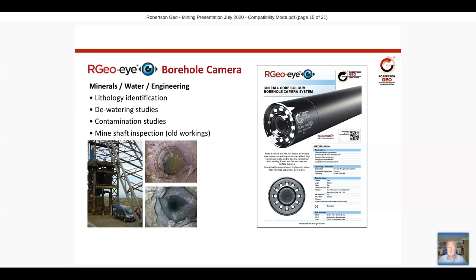So the camera with 3,000 meter capability is a very good way of inspecting the condition of the borehole. You may want to go down and have a look for inflows, damage to casing. What's the condition? Is the hole highly overlyzed? And generally, contamination studies.